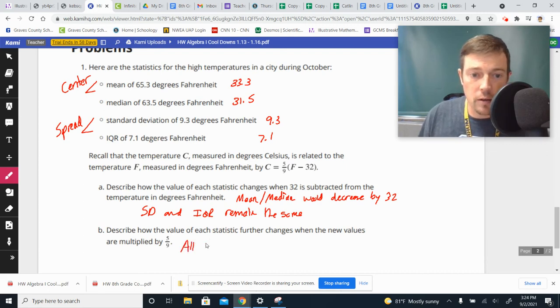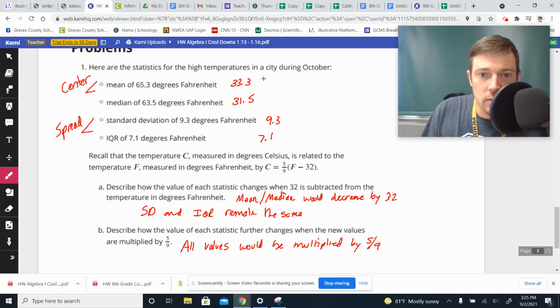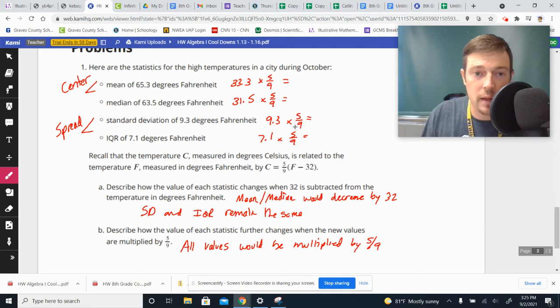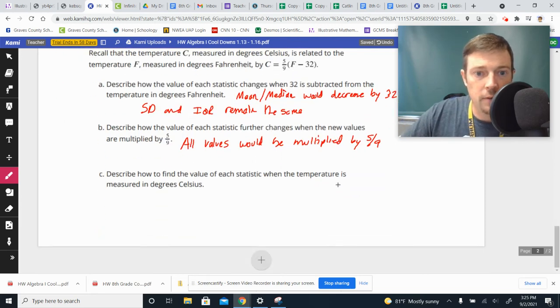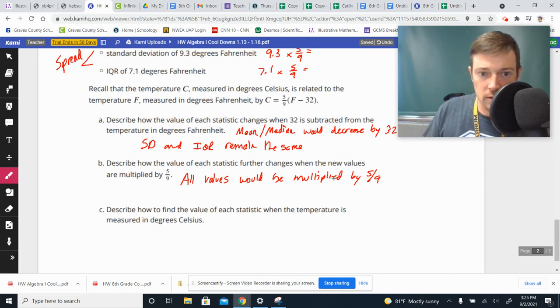All values would be multiplied by 5/9. All of them. So this would get multiplied by 5/9. This would get multiplied by 5/9. So would this. So would this. They would all be affected by that, because that affects the spread: the numbers that are higher are going to get affected more than numbers that are lower in temperature. And so that might shrink them all together or expand them farther apart depending on what your fraction is. So describe how to find the value of each statistic when the temperature is measured in degrees Celsius.